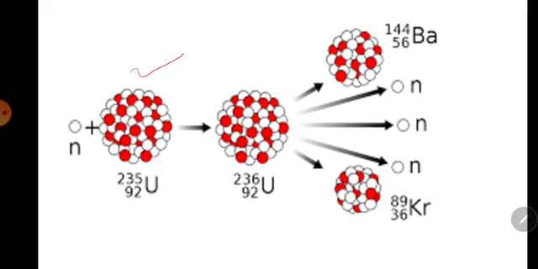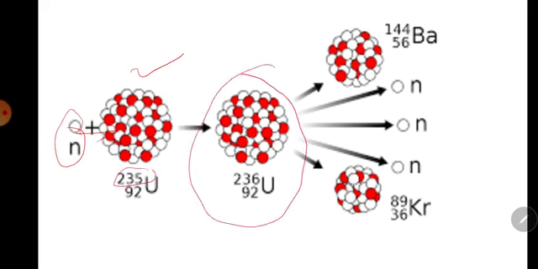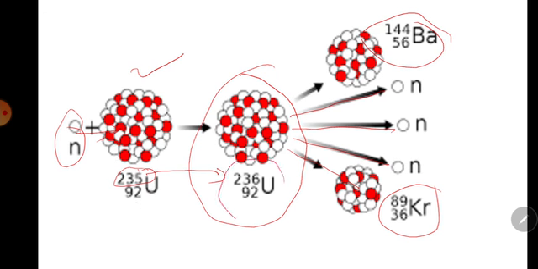Now, this is a uranium atom. A neutron hits the uranium atom. Here the neutron is absorbed, so the atomic mass number 235 will increase by 1 to 236. Then 3 neutrons are released, and barium and krypton are released. So when a neutron hits uranium 235, 92, it is converted to uranium 236. After disintegration, the formation of krypton and barium takes place with the release of 3 neutrons.